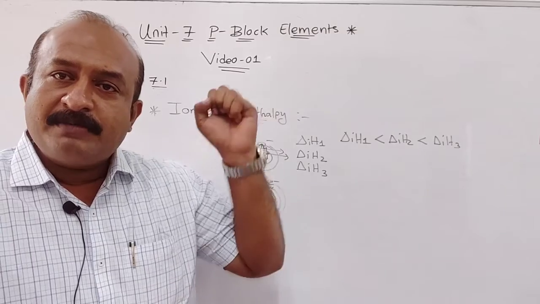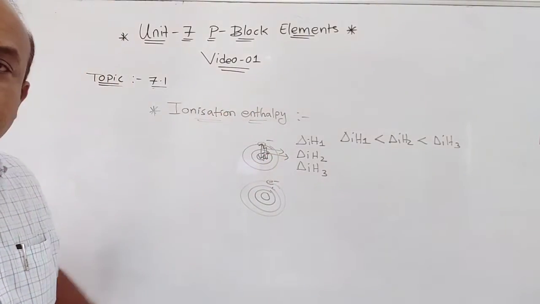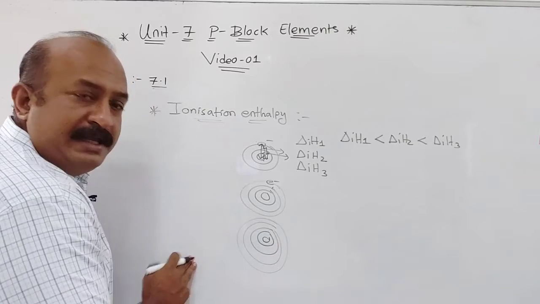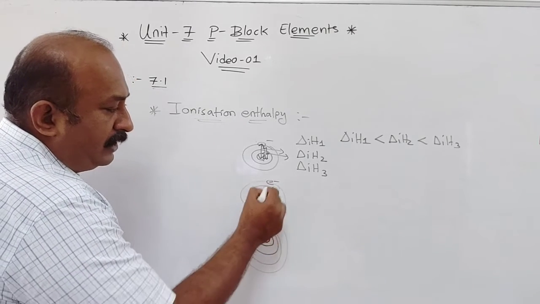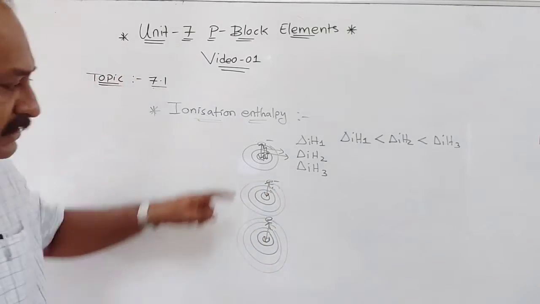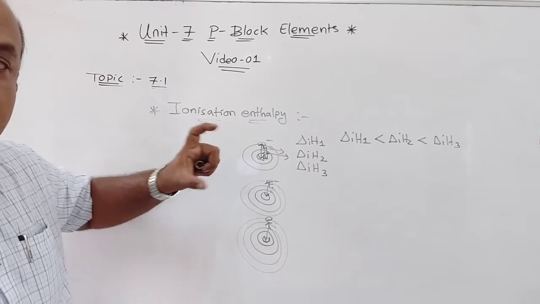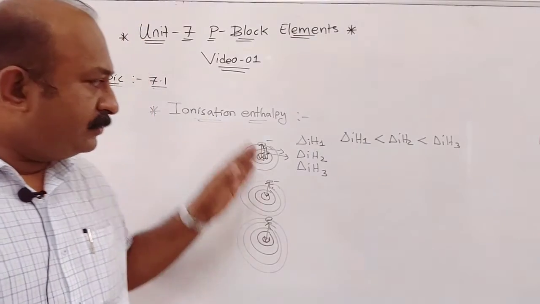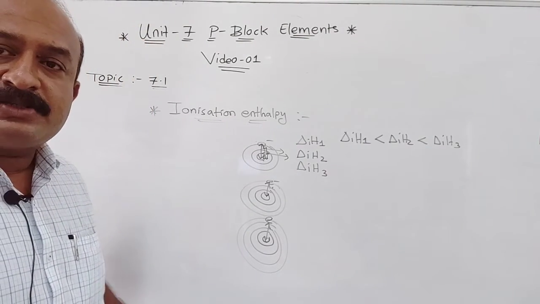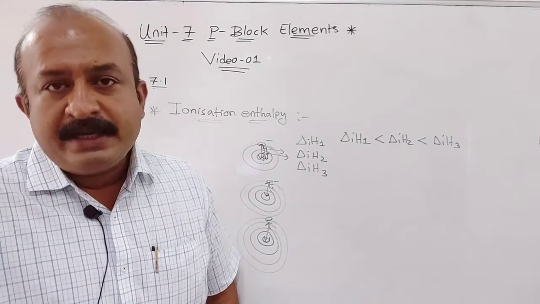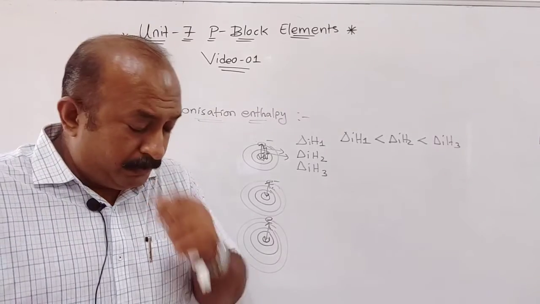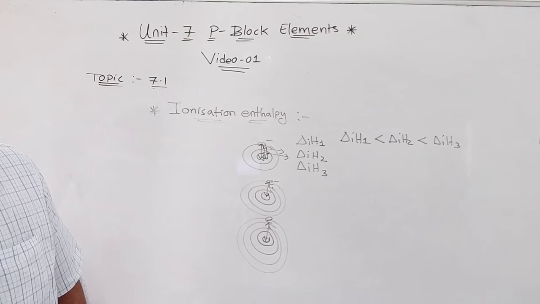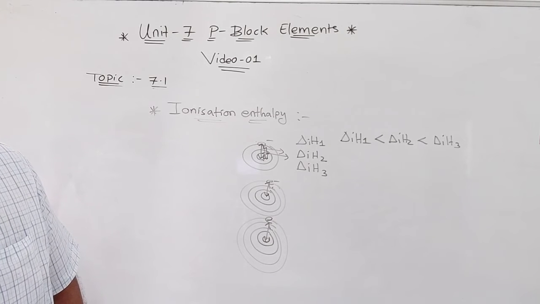It is easy to remove an electron from the outermost orbit, and when we go down the group, you will see that the number of shells keeps on increasing. So the last electron will be at a greater distance from the nucleus protons, and the attraction keeps on decreasing. So when we ask whether ionization enthalpy increases or decreases down the group, obviously it will decrease. You can write this down and keep it: down the group, ionization enthalpy decreases.